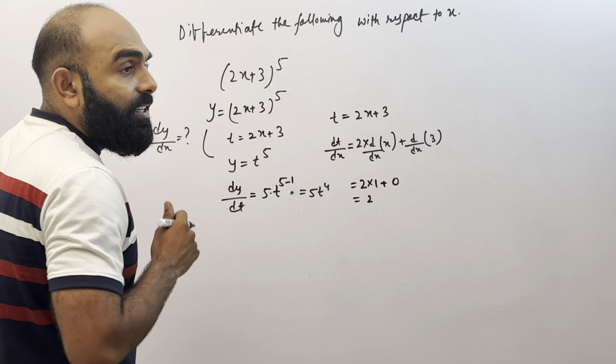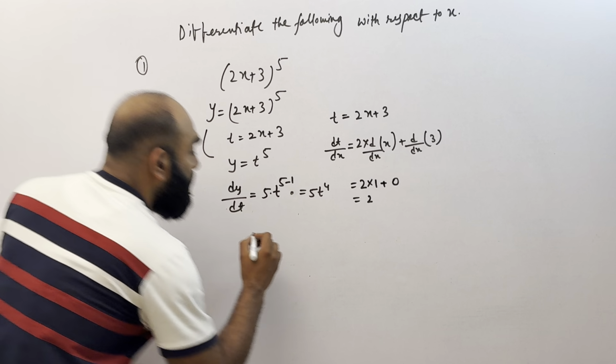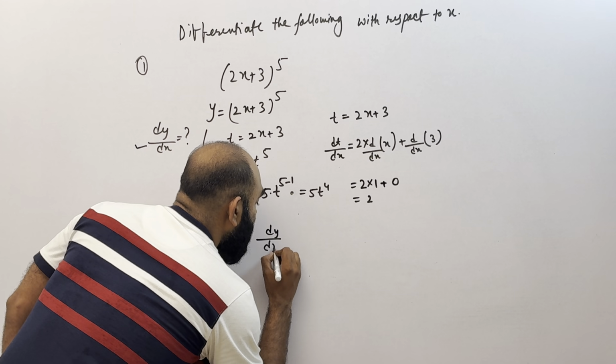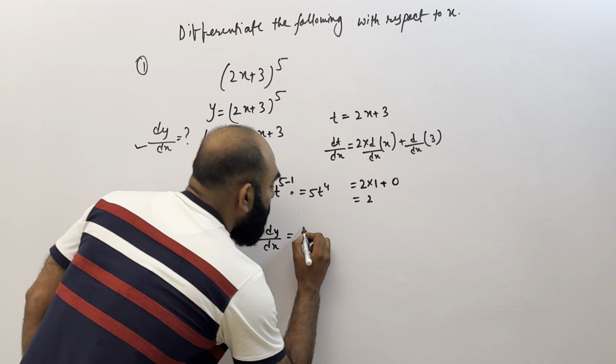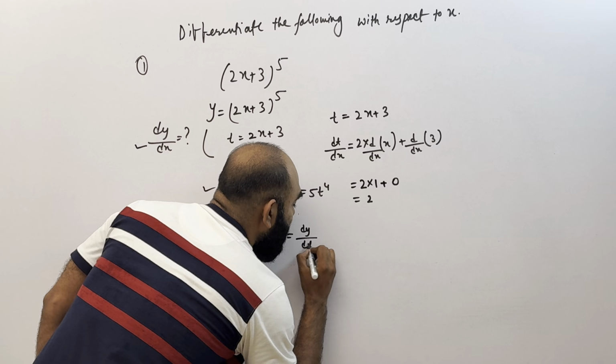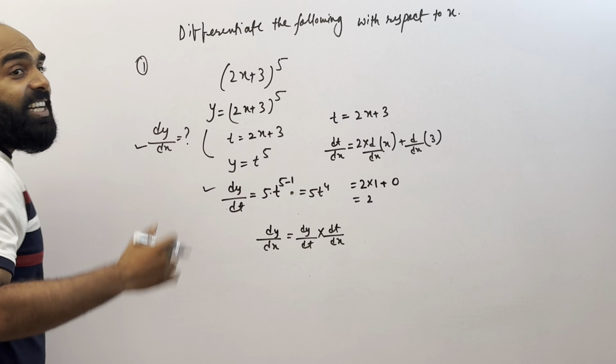What we are interested in is dy by dx. So dy by dx is equal to, start with y. If I start with y, this will be the first term: dy by dt into dt by dx. This is called the chain rule.